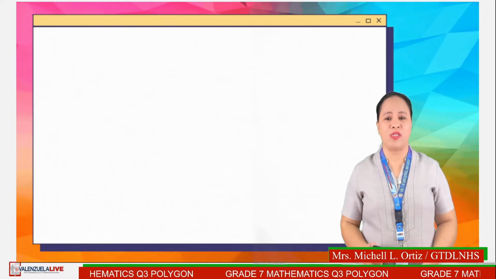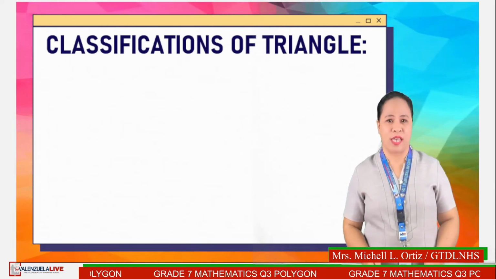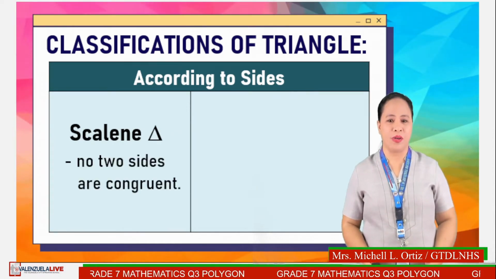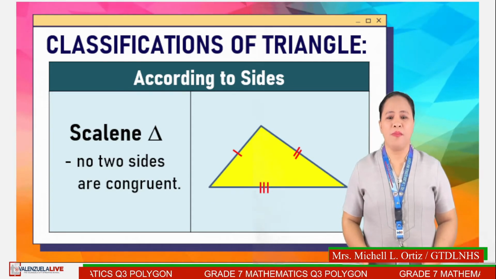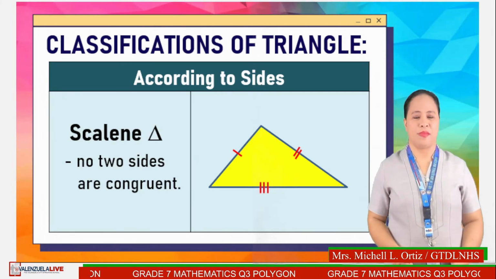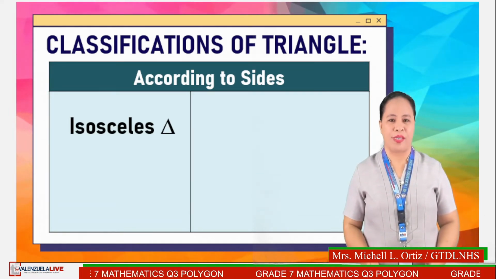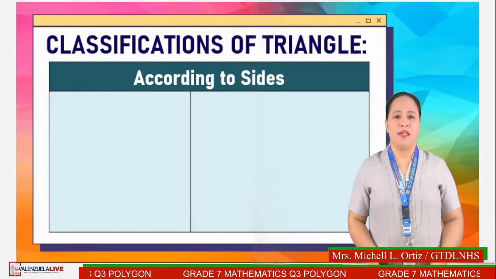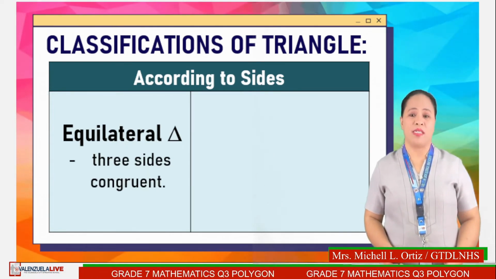Triangles can be classified according to sides and according to angles. There are 3 different kinds of triangles according to sides. First is the scalene triangle, which has no 2 sides congruent, or a triangle that has 3 unequal sides. It may be drawn with no tick marks or with 3 different numbers of tick marks. Second, the isosceles triangle, which has at least 2 sides congruent. Lastly, the equilateral triangle, a special type of isosceles triangle with 3 sides congruent.